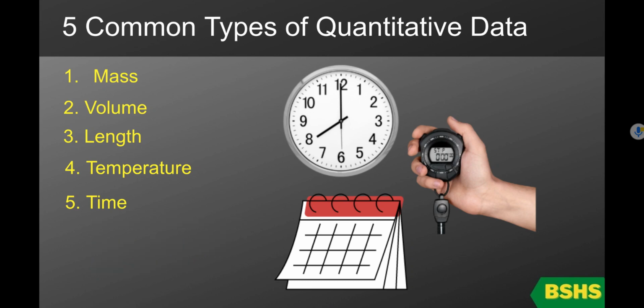And with that said, now you should know 2 types of data that can be collected in an experiment: quantitative data and qualitative data. And you should now know how to collect 5 common types of quantitative data using some basic lab equipment.